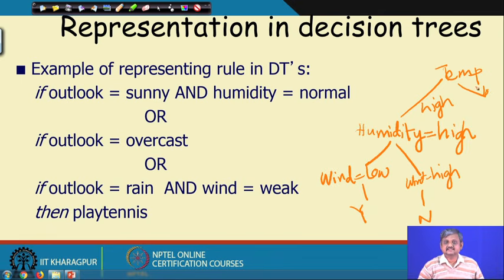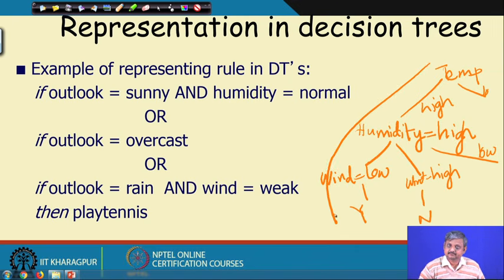So, suppose I have a tree like this. What would be the rule corresponding to this tree? Temperature is the root node. I check high and low, then I check humidity. If humidity is high, I check wind. If humidity is low, maybe I check something else. If wind is low, yes, play tennis. Wind is high, no. So, I can write it as a rule: temperature equal to high and humidity equal to high and wind equal to low, this path, then yes.